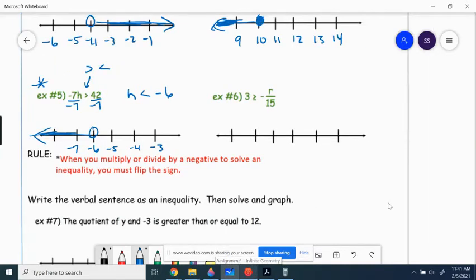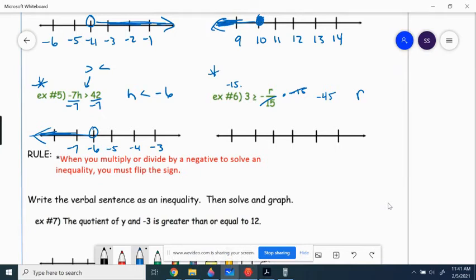Okay, number 6 here, we have 3 is greater than or equal to negative r over 15. Okay, so if I want to solve this, I want to solve this for a positive r. So I need to multiply this by a negative 15 to solve. Because if I multiply here by a negative, I will be left with a positive 1r. Okay, and if I do it to one side, I need to do it to the other side. So I need to multiply negative 15 times 3, which is negative 45. And I just multiplied by a negative to solve.